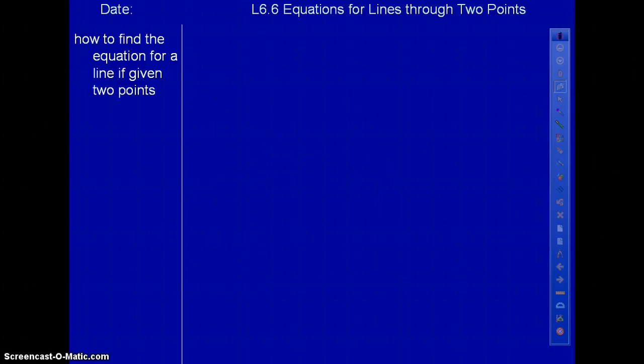Today we're not going to really learn any new concepts. We are going to make use of a couple things that we've done in the chapter, specifically in lesson 6.2 where we calculated the slope given 2 points, and specifically lesson 6.5 where we gave an equation for the line given a slope and a point, the point-slope form of a line. So what do we do? If we've been given 2 points, the first thing that we do is to use the 2 points to find the slope of the line.